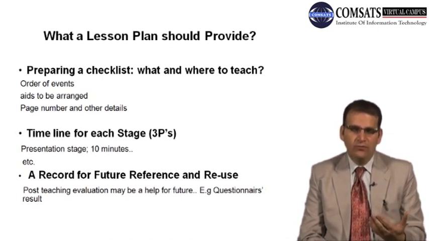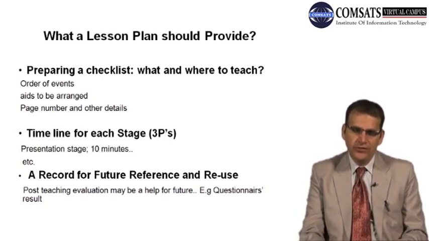So this is a very important point: you make a record of it, you write down that comment, right? Maybe you had an activity and it worked well. Sometimes you plan an activity and it didn't work. And sometimes you hit upon an idea, an activity, and it works well in the class. Therefore you need to write those things down to improve your future teaching. That is what we call a record for future reference and reuse.